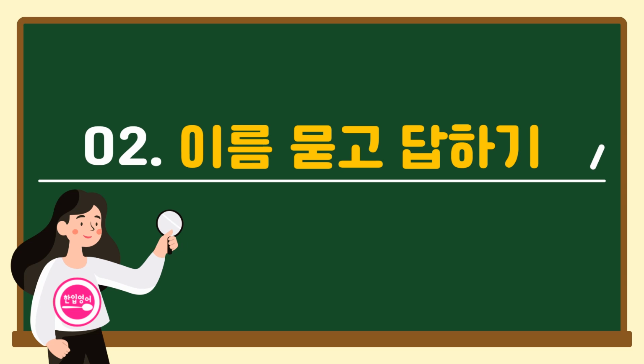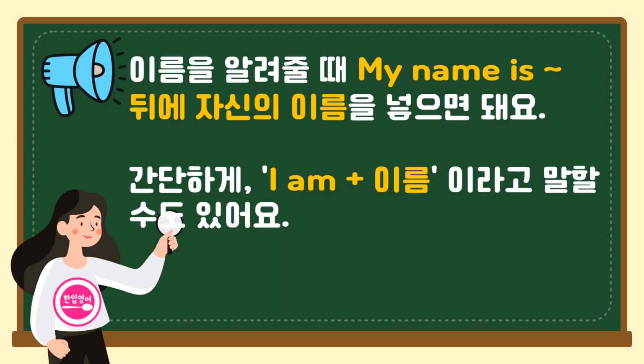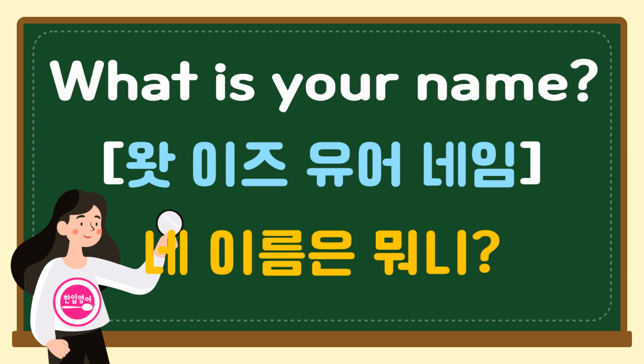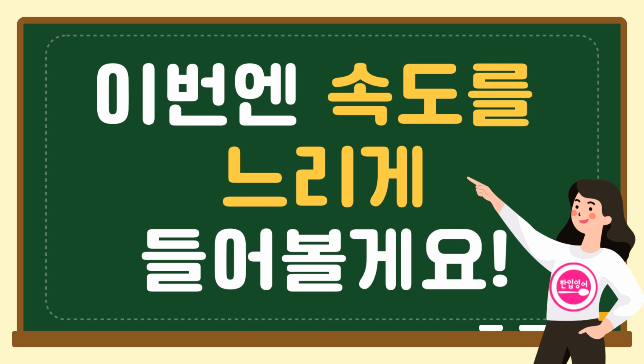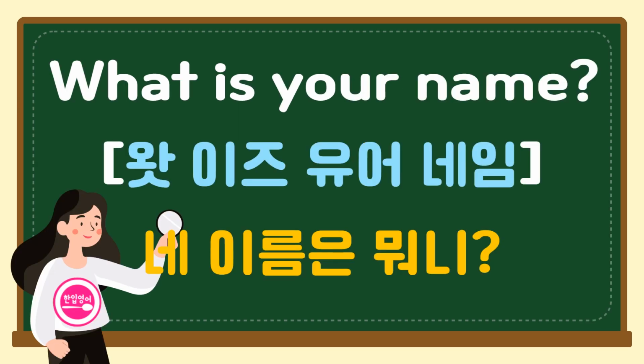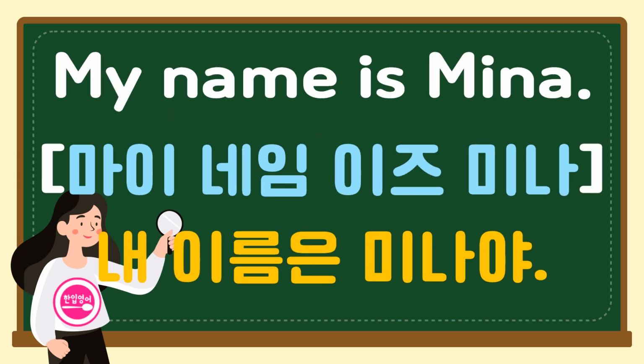이름 묻고 답하기. 이름을 알려줄 때 My name is 뒤에 자신의 이름을 넣으면 돼요. 간단하게 I am 이름으로 말할 수도 있어요. 내 이름은 뭐니? What is your name? What is your name? 내 이름은 미나야.